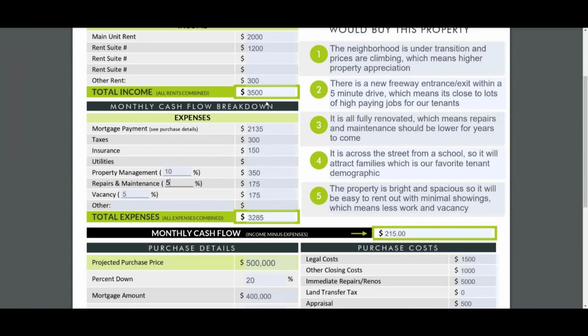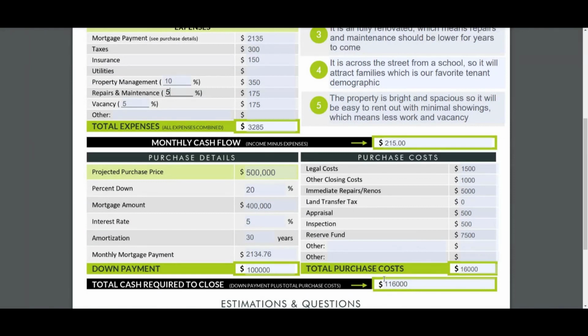So you'll notice in this particular case, we're expecting $3,500 a month in rent. We're expecting $3,285 in expenses. That gives us a monthly cash flow of roughly $215. Okay, there's our analysis. We've done the numbers. It's going to cost us about $116,000 to buy this property. We need to qualify for a mortgage that's at $400,000. And once we have our tenants in place, we're going to cash flow a couple $100 a month.